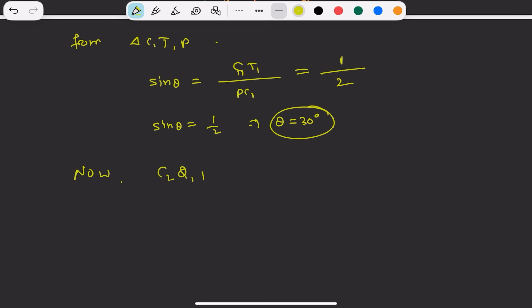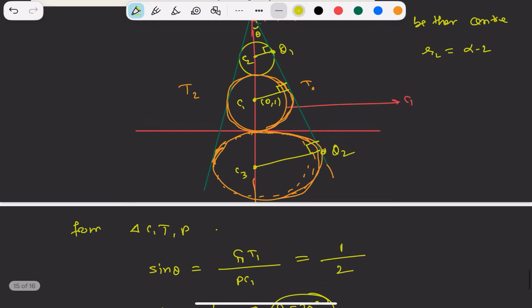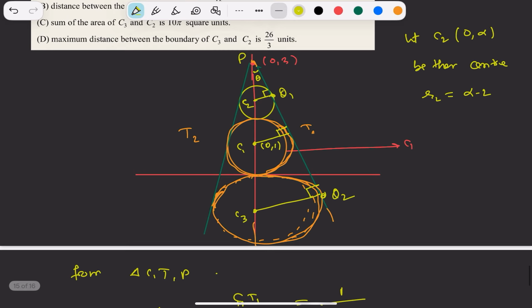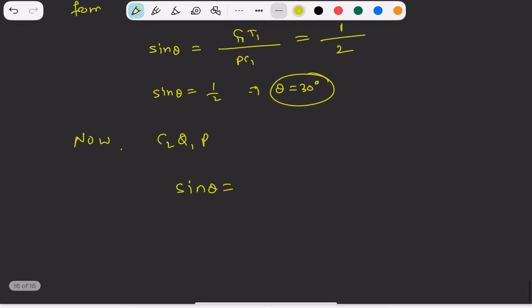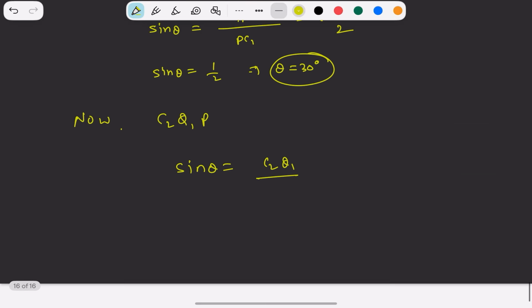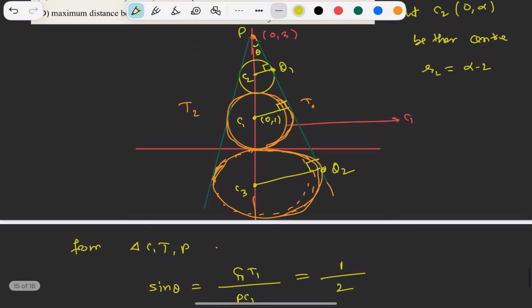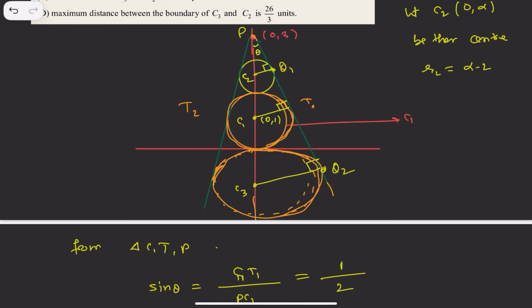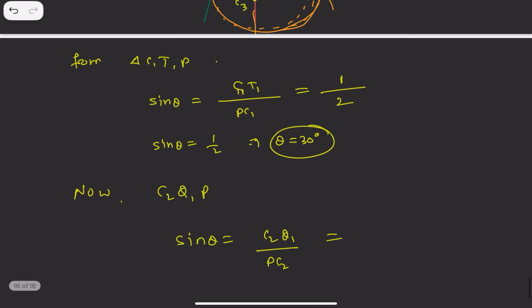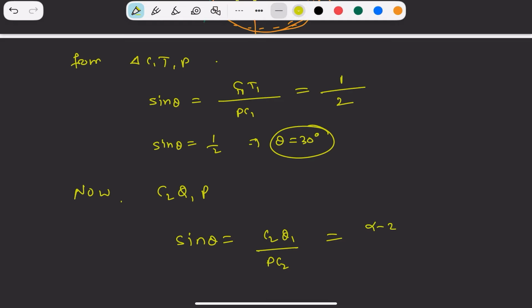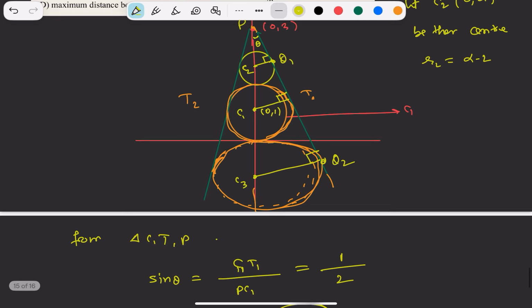C2 Q1 P. So sin theta, again sin theta, what can I write here? Sin theta will be C2 Q1 upon PC2. Perfect. Now tell me one thing, C2 Q1 is nothing but R2, and R2 we just calculated is alpha minus 2. So we have alpha minus 2 upon PC2.